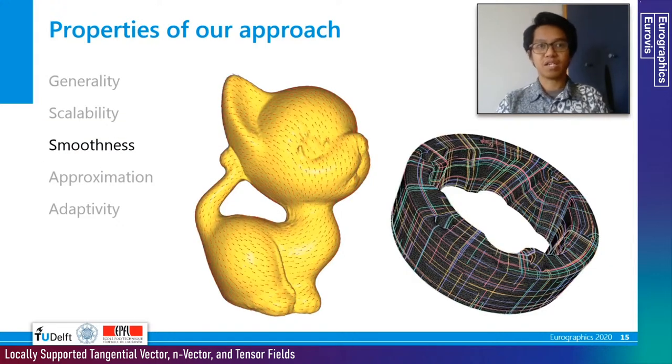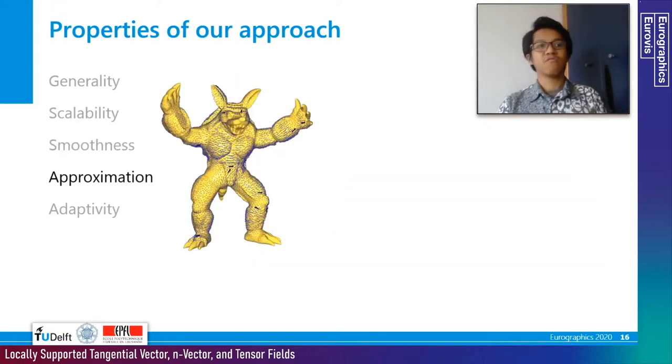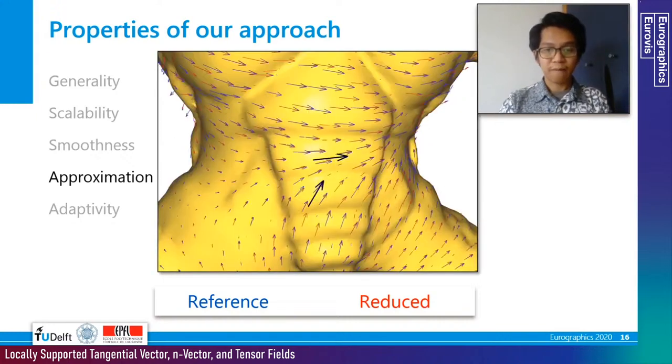And the third property is smoothness. By construction, the resulting fields of the approach are smooth, measured by the Dirichlet energy corresponding to the Laplace operator used. Fourth, we observe that the subspace provides very good approximations of smooth fields. In this example, we see a blue reference field and red fields that are the projections of the reference field to the subspace. And we can clearly see that they match very well, and the relative approximation error is only 2%.